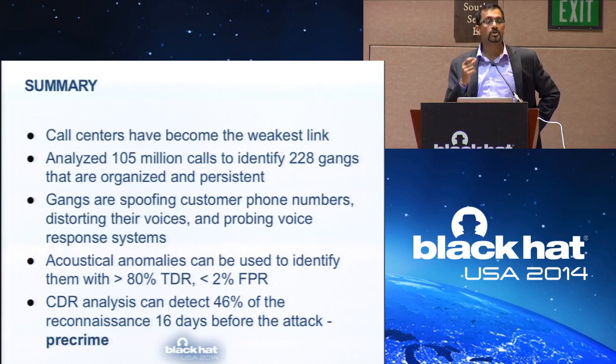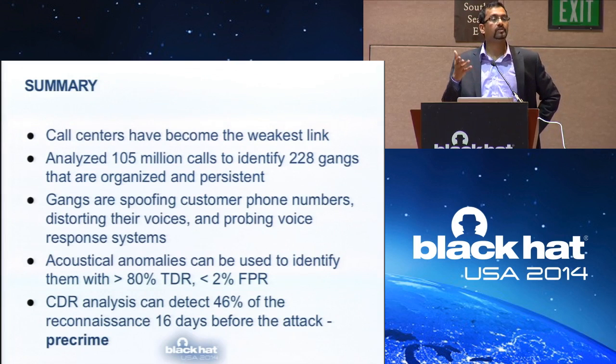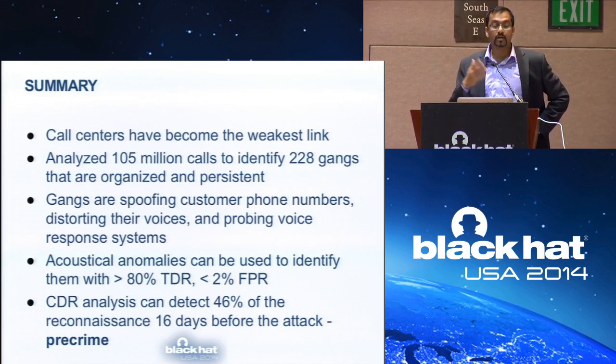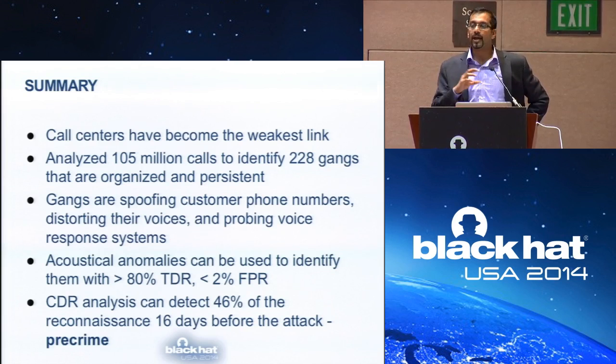But if you are able to start looking at this probe activity, because fraudsters are trying to get into accounts, you can actually identify this well before they're actually trying to take over the account. And we showed two systems, one which uses acoustical anomalies to detect the fraud as it happens, at a pretty high detection rate. And then the CDR analysis, which can detect half of the fraud at least 16 days before it happens, something like pre-crime. And those two in tandem seem to work really well in identifying this fraud, because these fraudsters are really, really sophisticated.